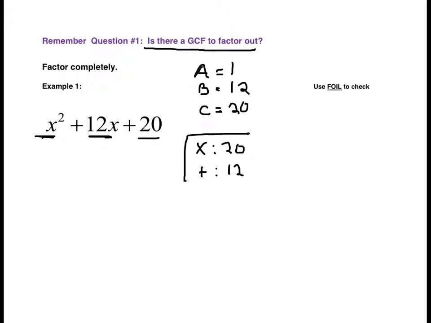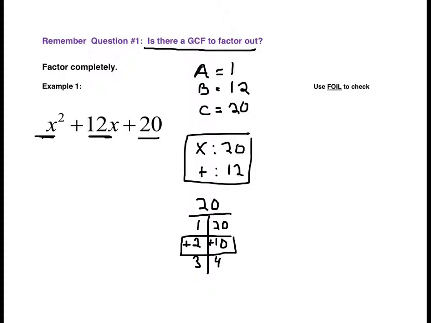So I'll write this down. This is what I'm looking for. I'm going to list the factors of 20 because I want numbers that will multiply to get to 20 and add to get to 12. So I can do 1 times 20, there's no way that could add to 12. 2 times 10, that can add to 12, and 3 times 4, that cannot add to 12. So if I have a positive 2 and a positive 10, those two numbers can add to 12 and multiply to 20.